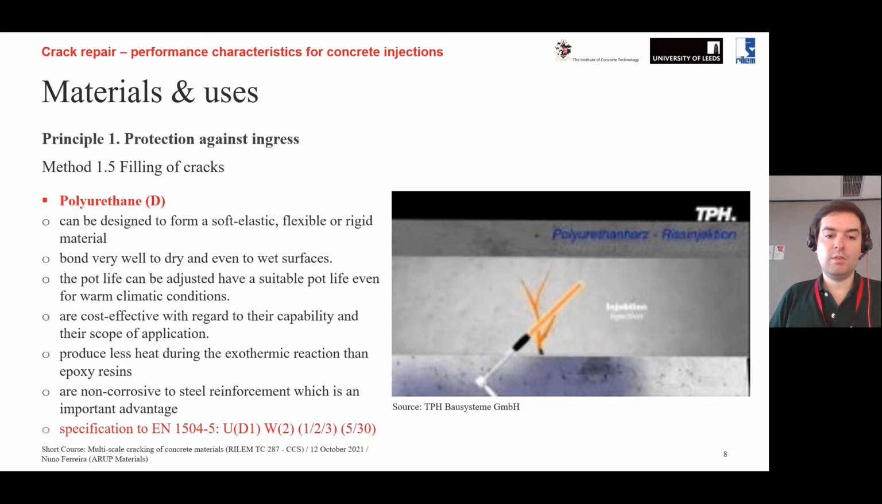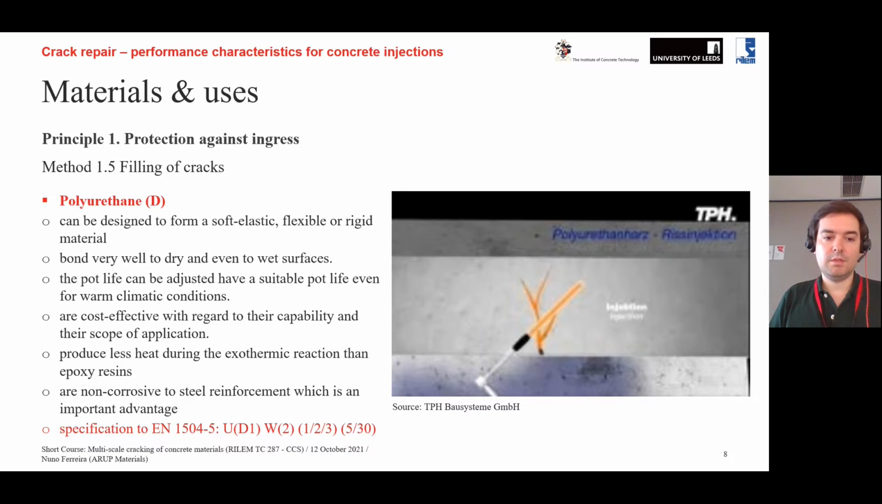And then the third group here in the specification is all about the conditions of the crack. Is the crack dry? That means 1. Is the crack with some kind of moisture, which is 2, or is the crack wet, which is 3? And then the fourth group is the minimum and maximum temperature. This is important because it allows you to plan the work and play with the pot lives, basically.